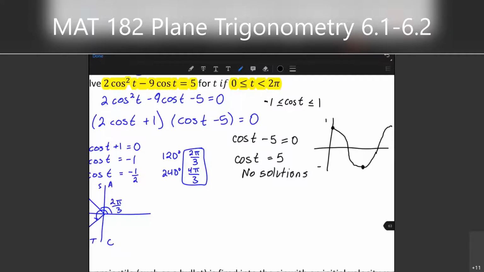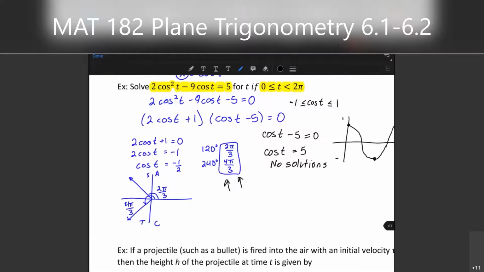So the only solutions we will get, again, will be those two solutions, 2 pi over 3 and 4 pi over 3. Watch out for those scenarios where we have no solutions for one of the factors in our quadratic.